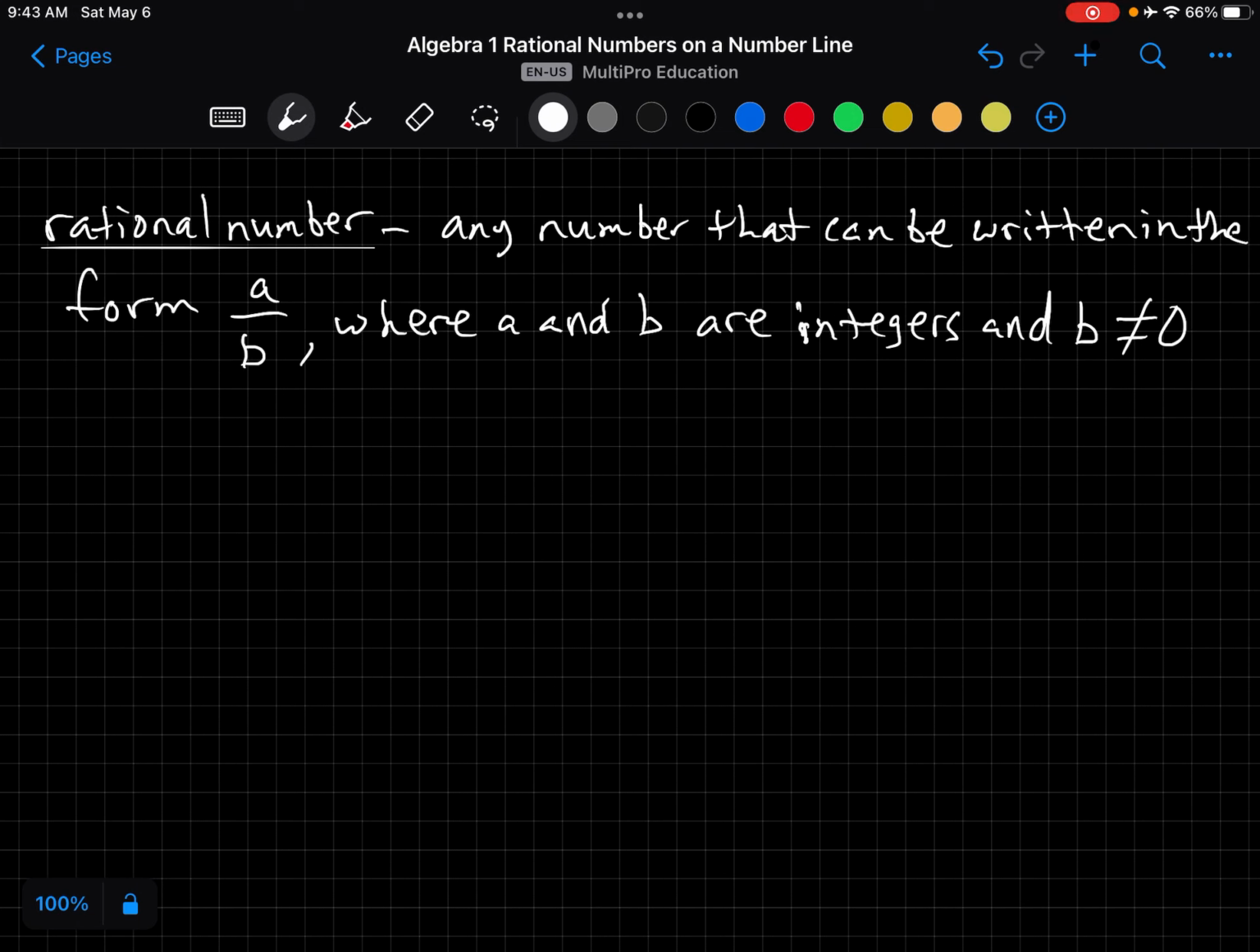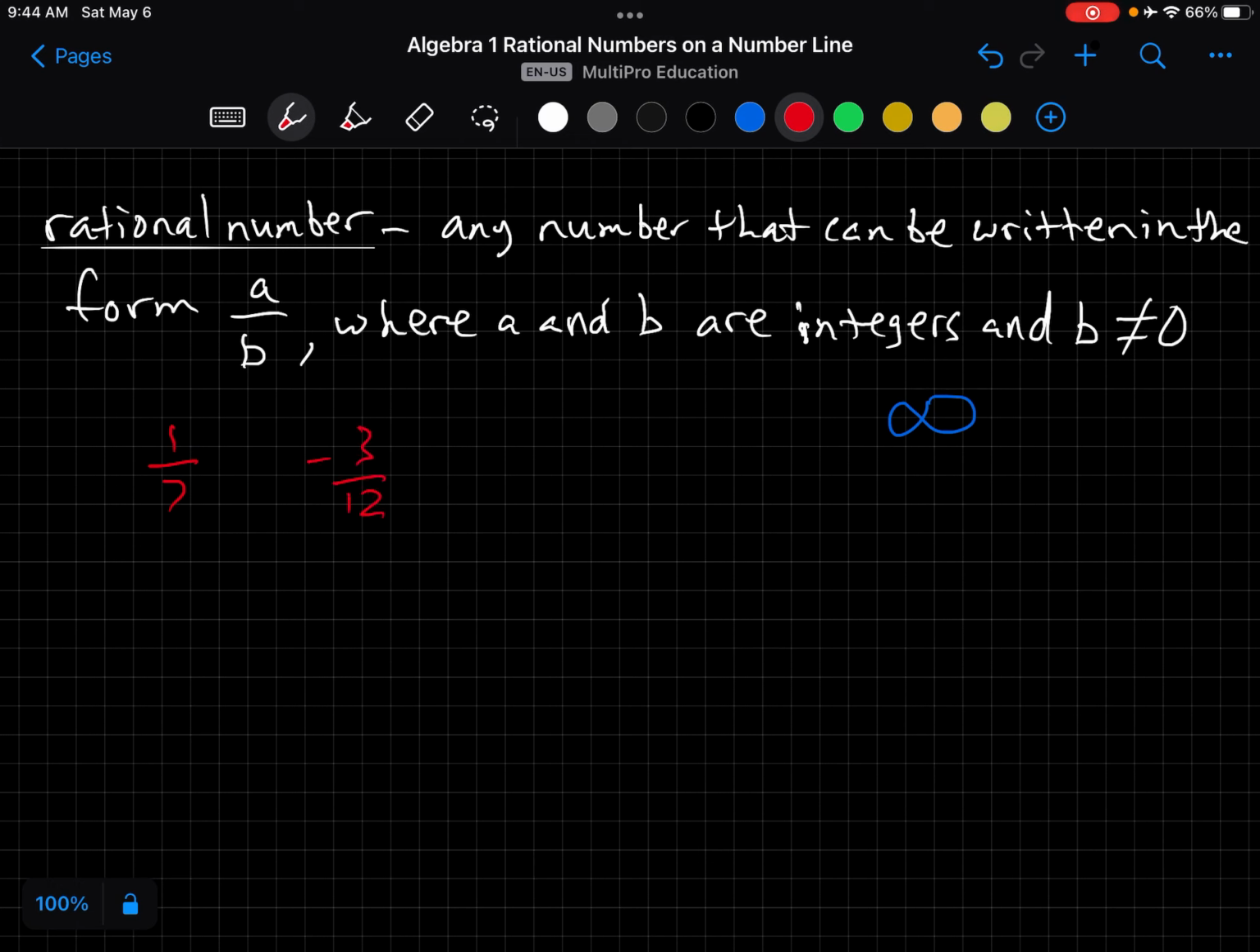So basically the denominator cannot be 0. If the denominator is 0, this becomes what we call infinity. Now we don't want to really worry about that right now at this stage, but for future knowledge, that's what it is. So let's look at some examples of some rational numbers. Remember, they are not irrational, they are rational. So we got 1 over 7. B is not equal to 0, and 1 and 7 are integers.